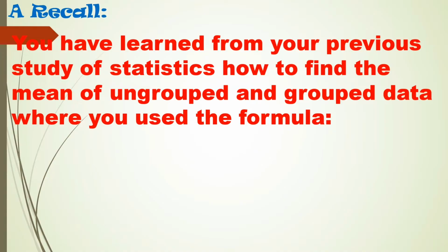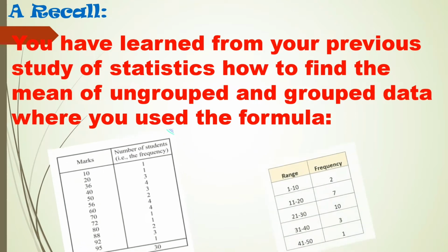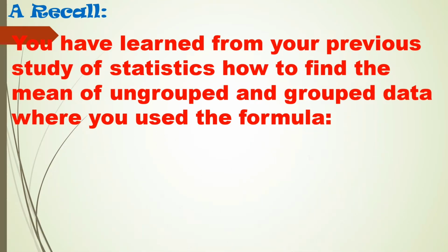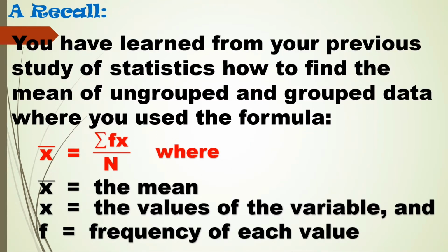We have learned from our previous study of statistics, particularly in the junior high school, how to find the mean of ungrouped and grouped data, where we use the formula x bar equals summation of fx over n, where x bar represents the mean, x represents the values of the variable, and f represents the frequency of each value of the variable x.